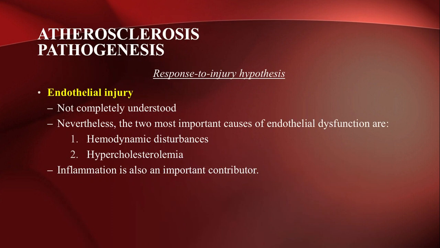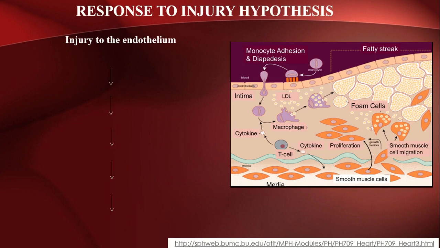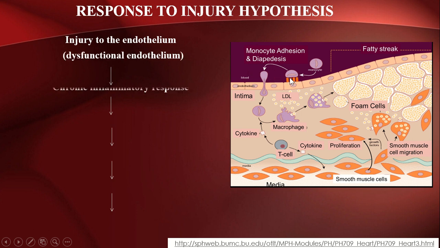The pathogenesis of atherosclerosis. During atherosclerosis, first the endothelial cells undergo damage, but the cause is not completely understood. The two most important known causes of endothelial dysfunction are, first, hemodynamic disturbances and hypercholesterolemia. Inflammation is also an important contributor. And here you see the injury to the endothelium. Then the chronic inflammatory response.